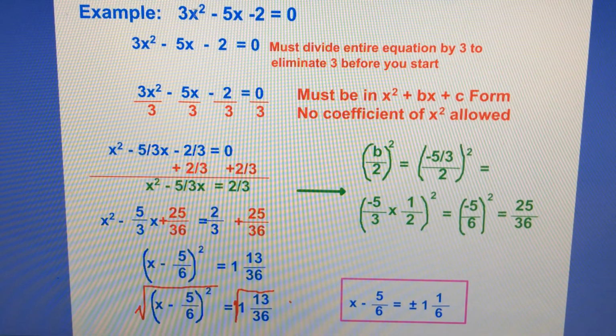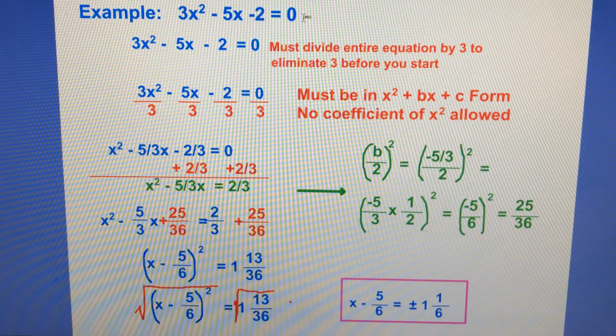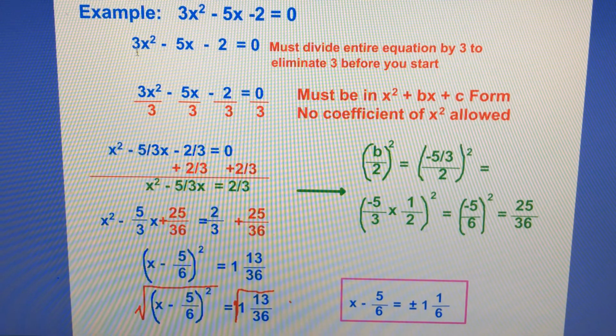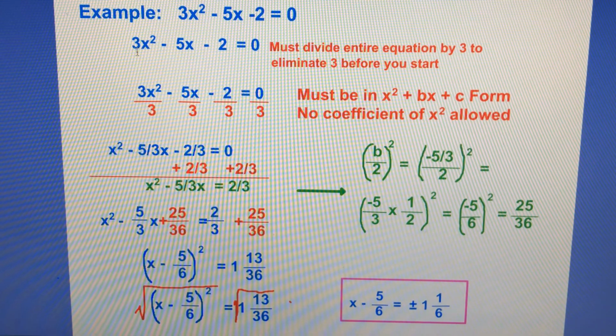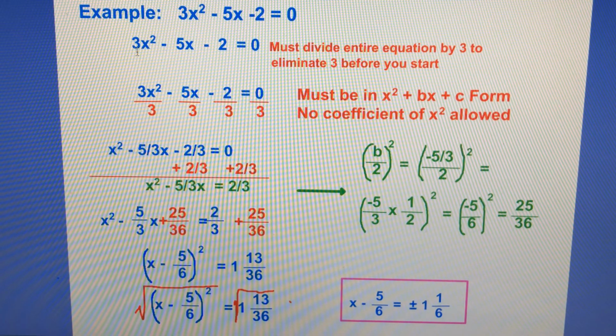In this case, 3x squared minus 5x minus 2 equals 0. Here's a problem. You cannot have a coefficient of x squared when doing this. So I must divide the entire equation by 3 to eliminate that 3 before I can start. That means I have to divide every term by 3.